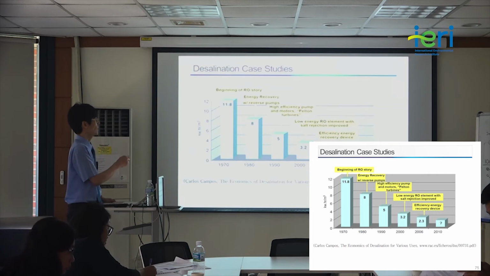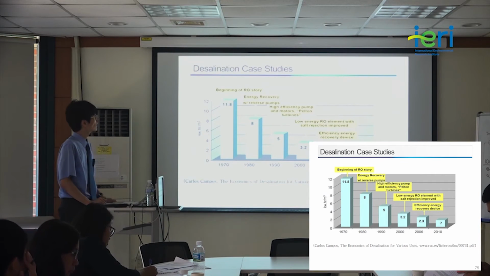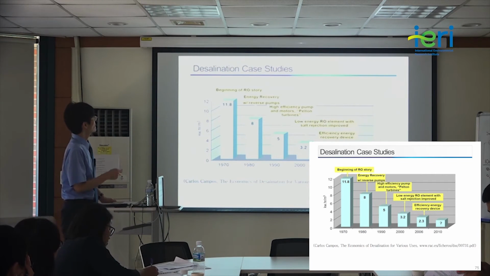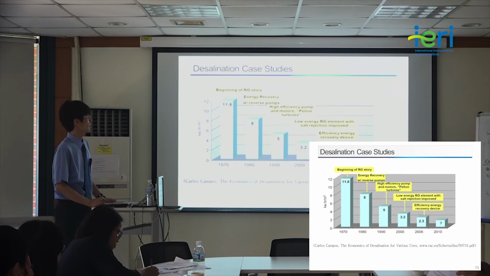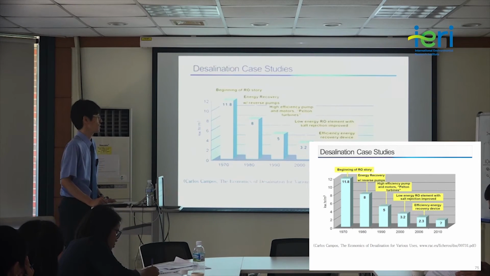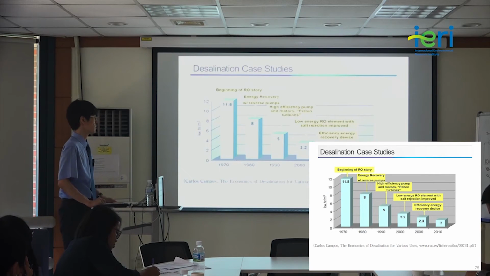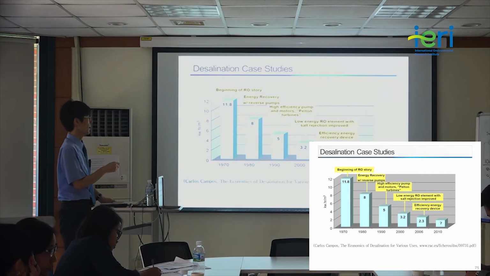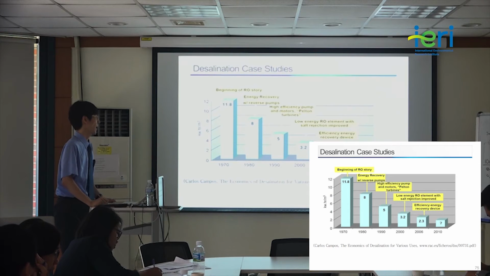And at that time, the energy consumption was very high. The first generation energy recovery device was introduced, which also has the reverse pump. And by introducing this technology, the energy consumption was reduced by 3.8 kilowatt hour per cubic meter.